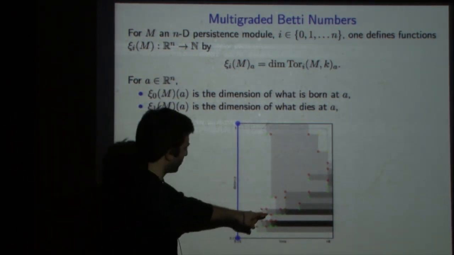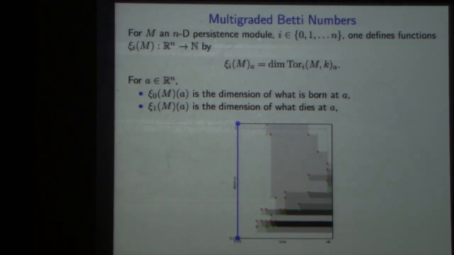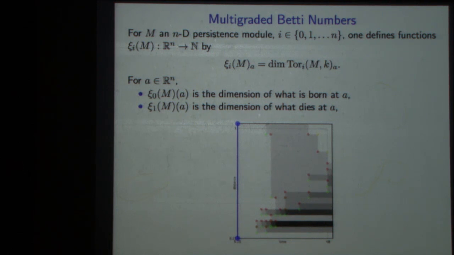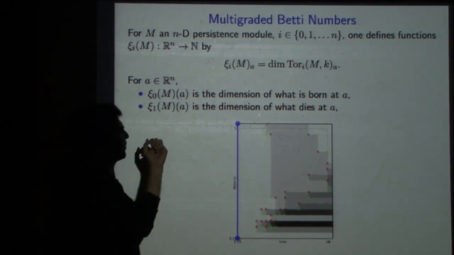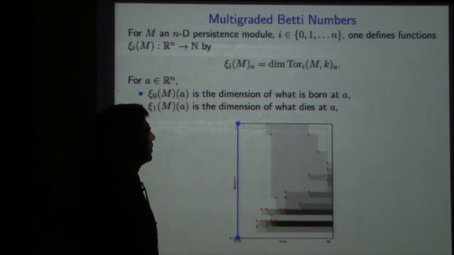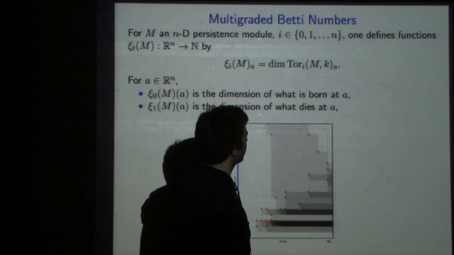But these are what correspond to these green and red and yellow points here. I'll say this: for M an n-dimensional persistence module and i any integer between 0 and n, we can define functions xi sub i of M. This is a function from R^n to the non-negative integers. We can define them in terms of homological algebra: xi i of M at index a is the dimension of the vector space in the ith Tor module of M and k at index a.